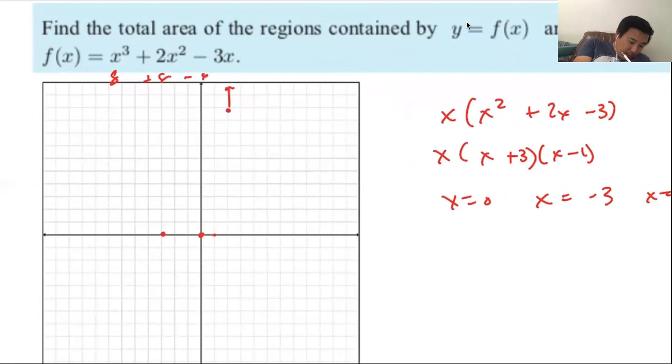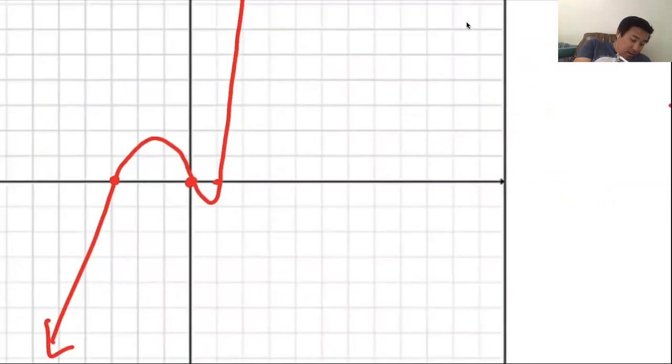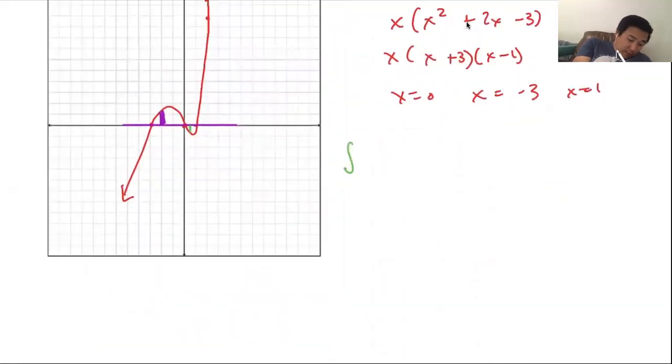So I'm going to guess it goes like this. And we have this function as y equals 0. Now it's broken up into two regions. So this time you have to do two integrals. You have to do top minus bottom for that one, and then you have to do top minus bottom for this one.